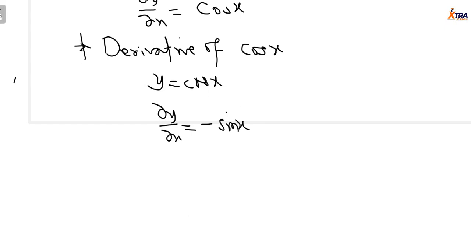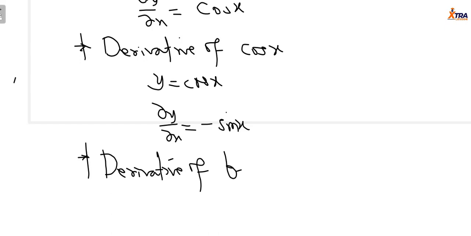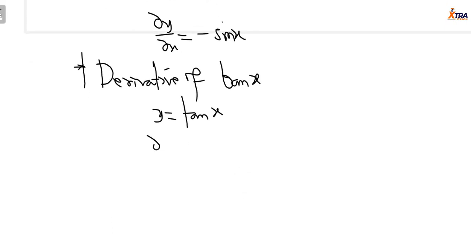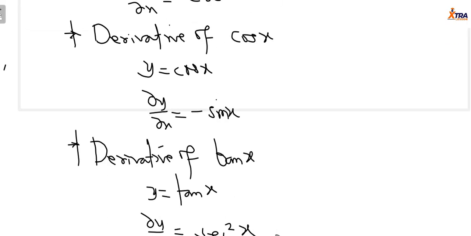So derivative of tan x. So we have y equals to tan x. The dy over dx will give us sec square x.